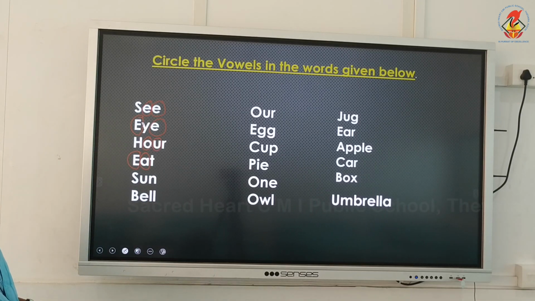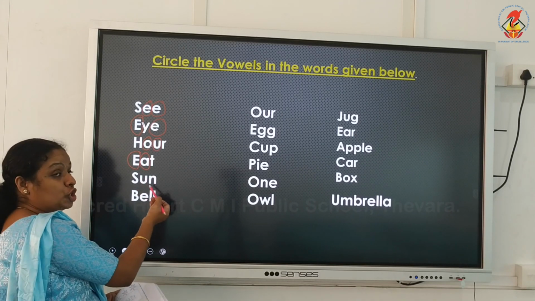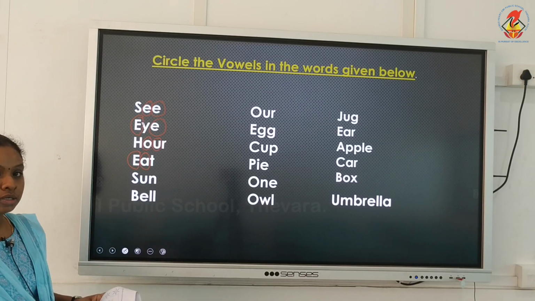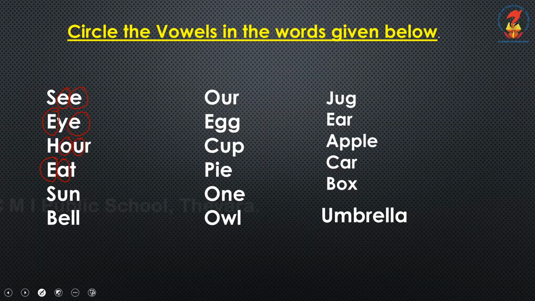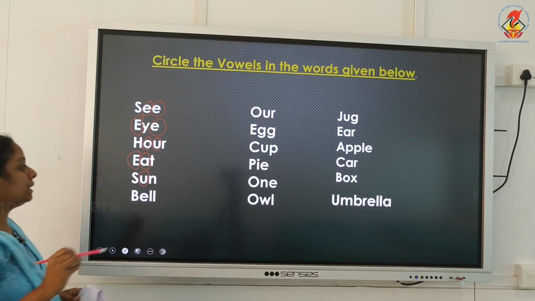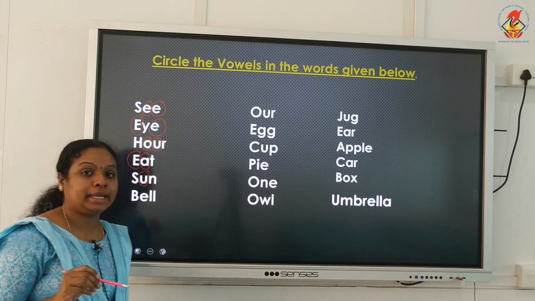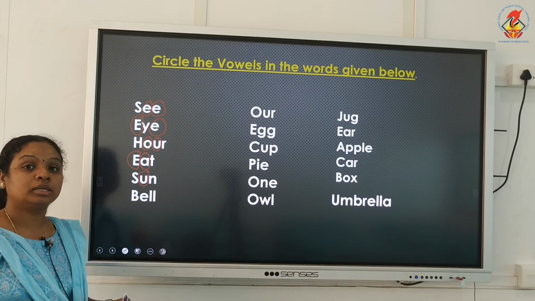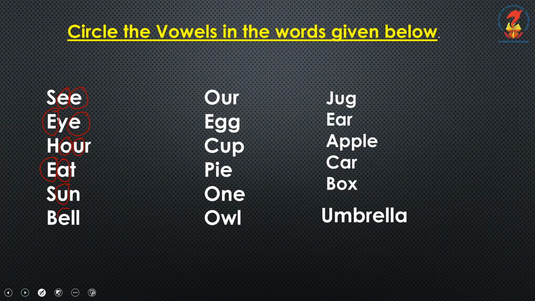Okay. And the next one is sun. S-U-N, sun. And which is the vowel given? It is U, isn't it? You have to circle only U. And the next one is bell, B-E-L-L, bell. So which letter do you have to circle? It's E. Okay, good children.